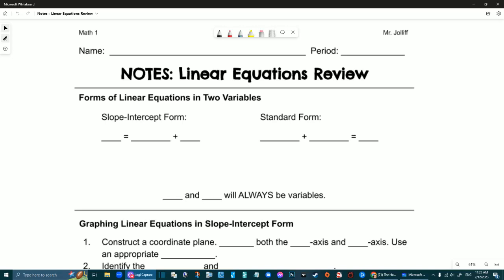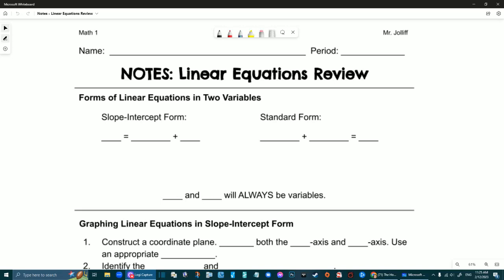Hi, Math Scholars. Today we're going to talk about linear equations review. So we're going to go through some material that we saw during semester 1 in preparation for our discussion about systems of linear equations. Let's start with talking about the two forms of linear equations that we've seen.